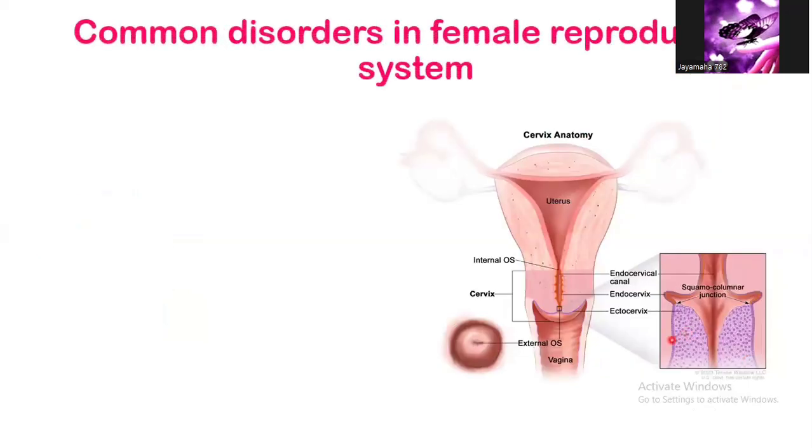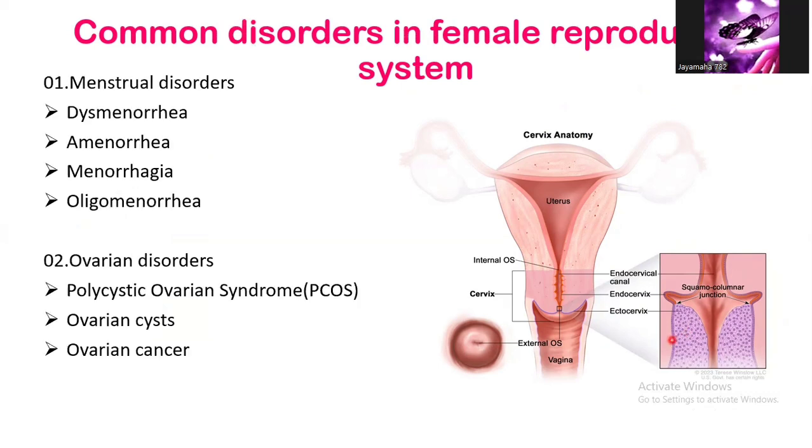Now let's study the common disorders of the female reproductive system. They are menstrual disorders, ovarian disorders, uterine disorders, as well as vaginal and cervical disorders. Among menstrual disorders, dysmenorrhea, amenorrhea, menorrhagia, and oligomenorrhea occupy a significant role. Dysmenorrhea means pain during menstruation. It mostly occurs due to uterine contraction as well as conditions like endometriosis.